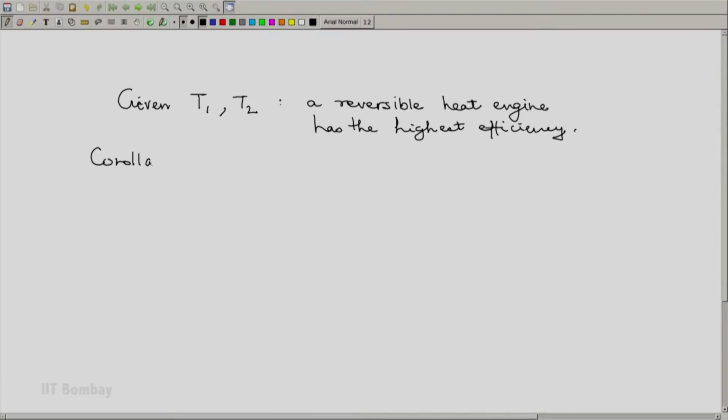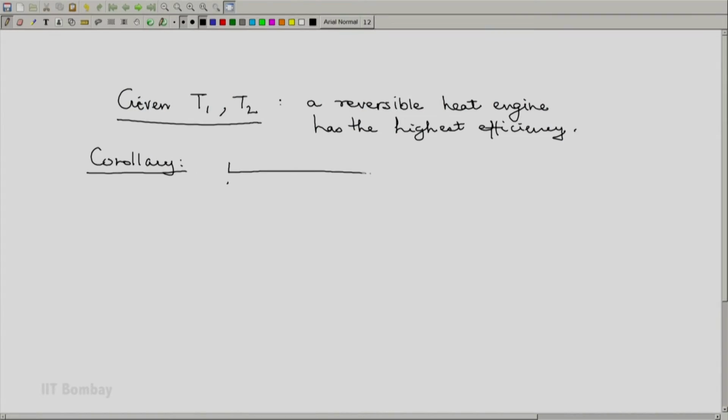Now let us quickly prove a corollary. We ask ourselves this question: we have two fixed temperatures and we have, say, two reversible engines working between those two temperatures T1 and T2. How do the two efficiencies compare? We will soon demonstrate that if you have two heat engines working between two fixed temperatures T1 and T2, they should have the same efficiency, and the proof is straightforward.